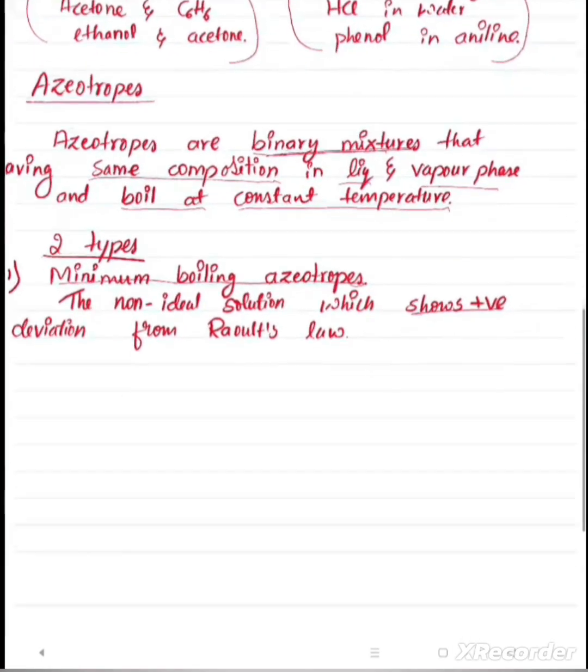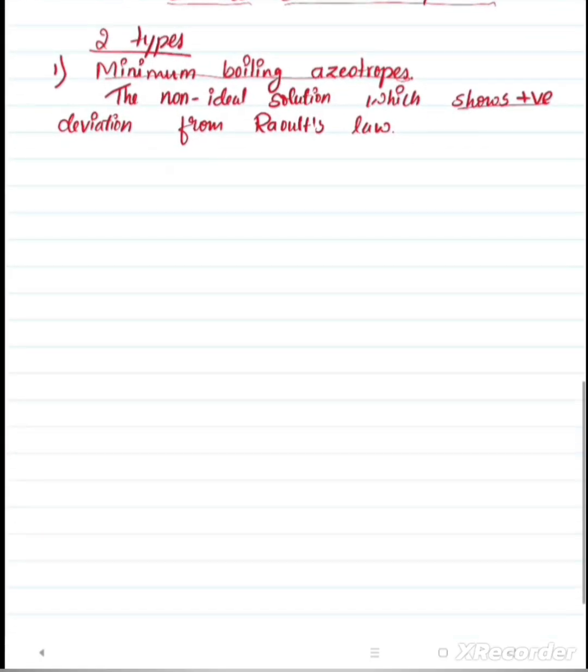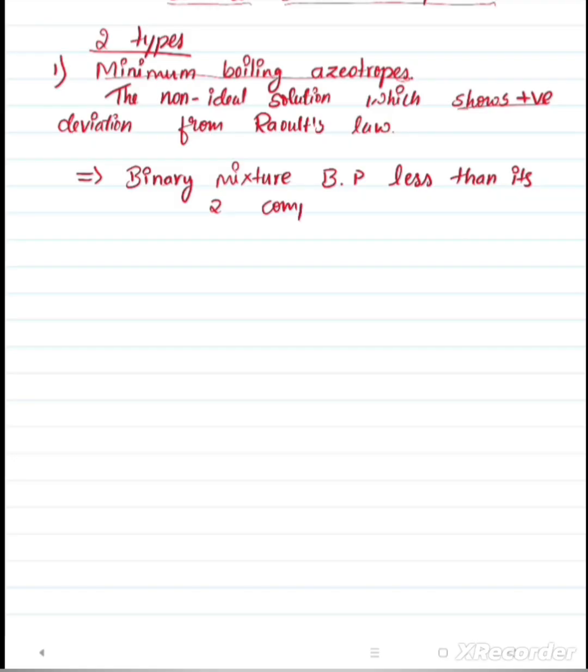Examples here only are there. That one also you can take. Okay, so under this minimum boiling azeotropes, another point you should remember, that is the binary mixture has a boiling point less than its two components.